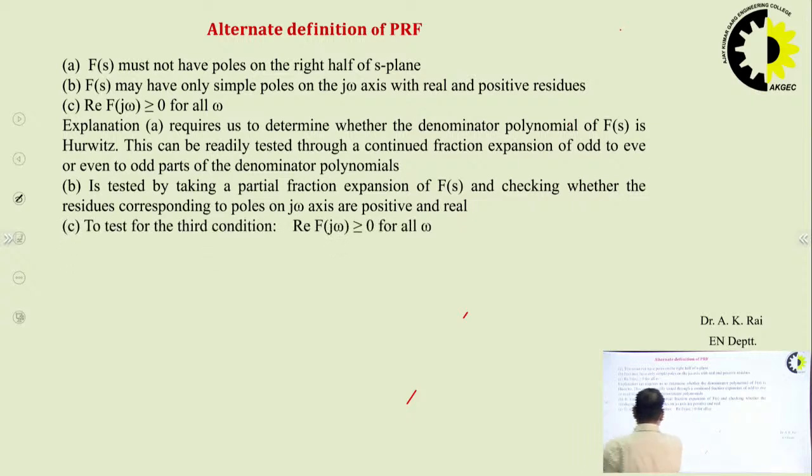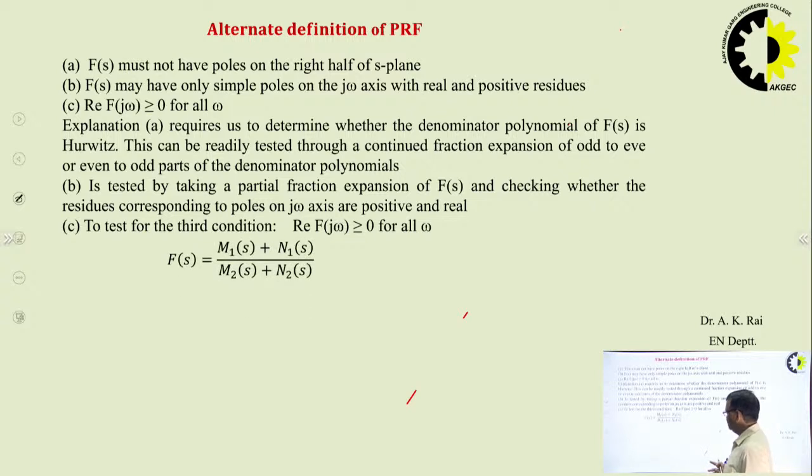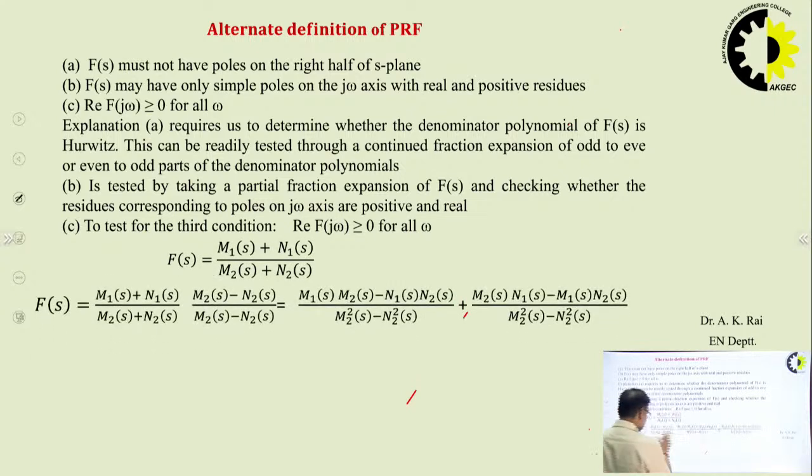So to test the third condition, the real part of F(j omega) should be greater than or equal to 0 for all omega. All this we explained. This slide is just recapitulating what we do for testing a PRF.